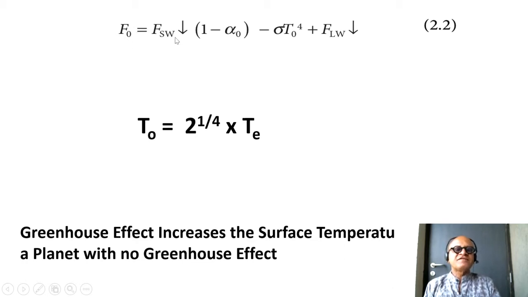So F0 at the surface is what is coming in as short wave, and what is being lost from the surface, and what is coming in as long wave from the atmosphere. If we solve these, then it turns out that the temperature of the surface is 2 to the 1/4 times the emission temperature. I won't go into the details, and this will give you a greenhouse effect, which if you assume just one layer of atmosphere, you will get something like 33 degrees centigrade global mean, which is too high.